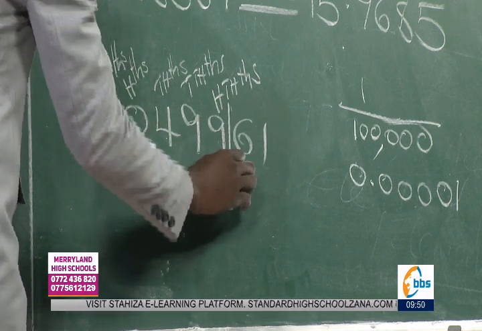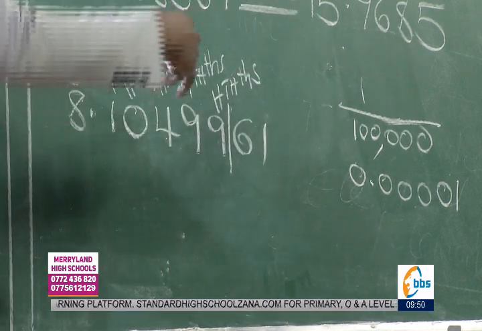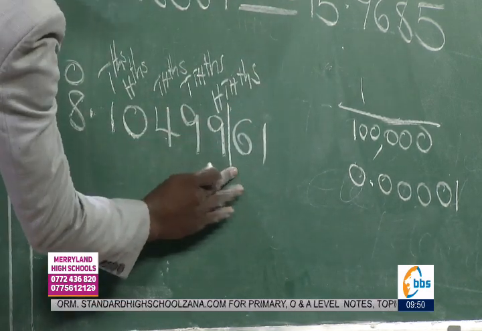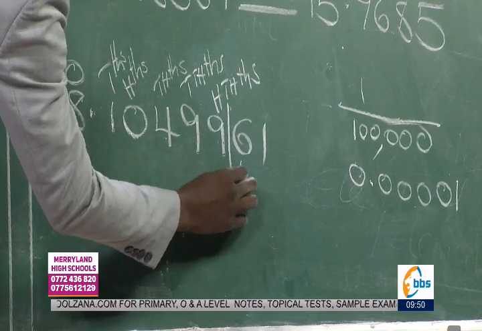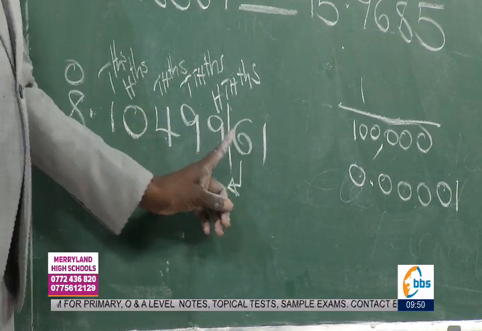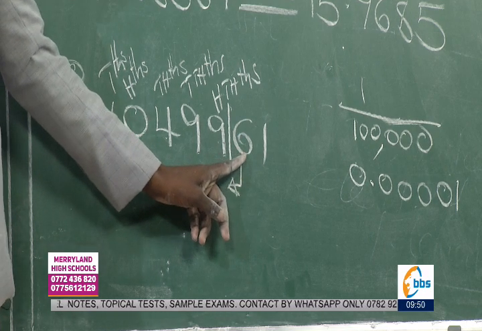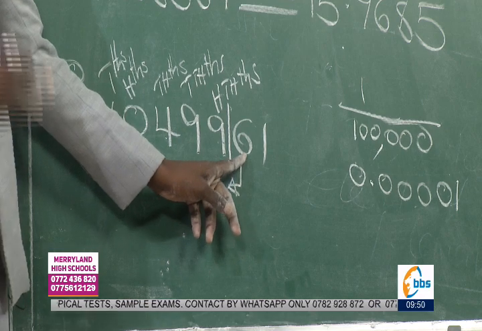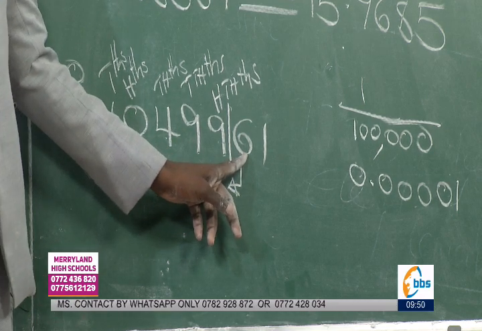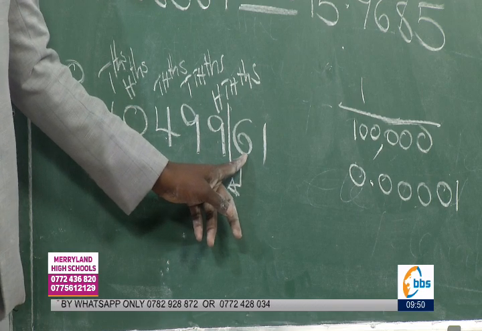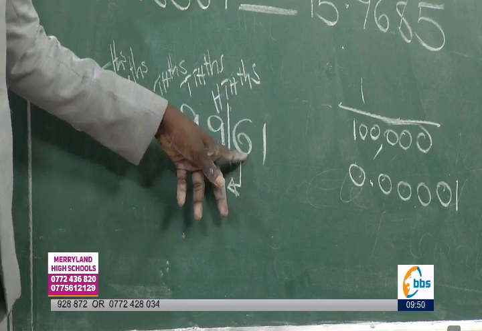I can draw back. This would have been millions, 10 millions. I will now first ignore that. But I will consider the digit on the right of 100,000ths. Which digit is on the right of 100,000ths? It is 6. We said whenever the digit on the right of the required place value is greater than 4, say it is 5, 6, 7, 8, or 9, you round up.